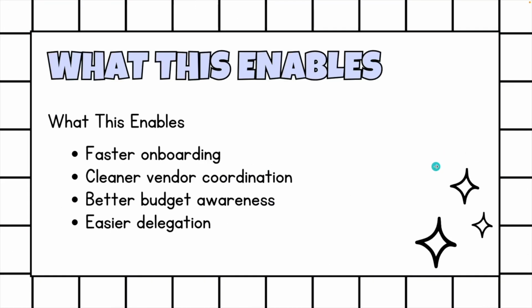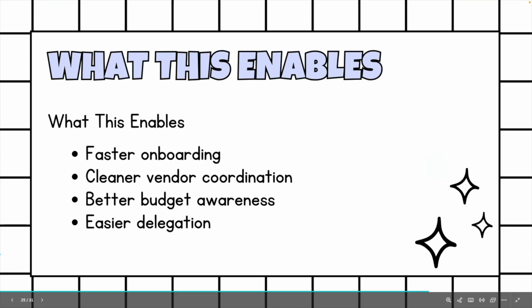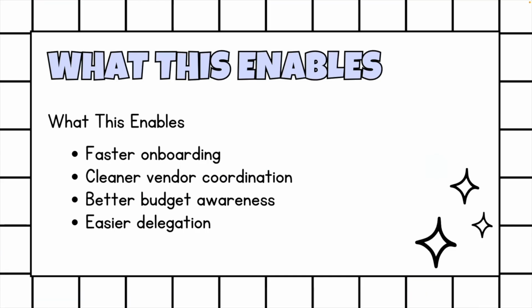So what does this enable, right? All the stuff we walked through, what are the results of doing these things? So we're going to explore what these improvements will enable you to do. These benefits aren't just about efficiency, they're about enhancing the entire workflow experience, right? So first, faster onboarding, right? So imagine new team members getting up to speed quickly, making them productive sooner. This is ultimately going to mean you spend less time in training and have more time in contributing from them, right? Next is cleaner vendor coordination.